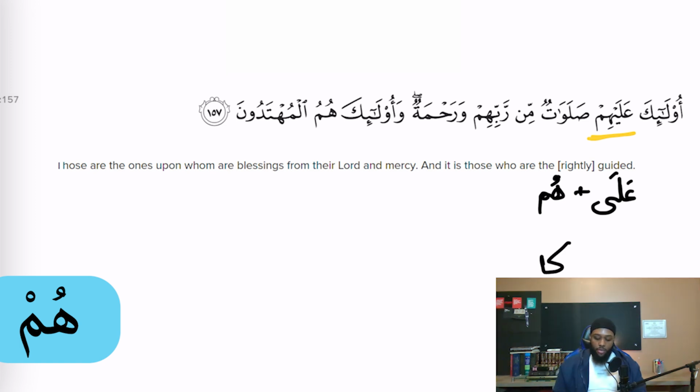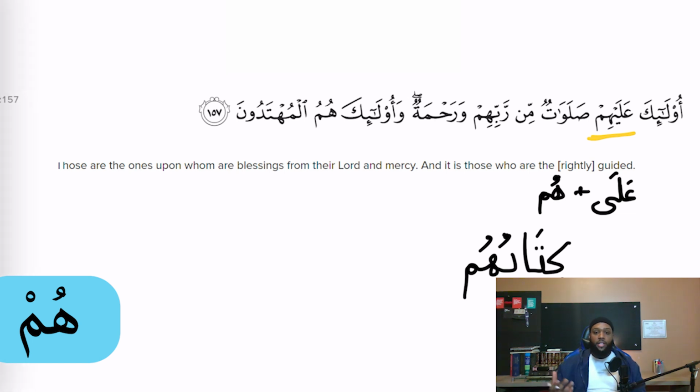For example, I could say kitabuhum. It looks the same when it's muttasil, attached, versus when it's munfasil, detached. But just like in this case, there are times when it's attached and it changes to him. So those people, upon them are salawatun, blessings.